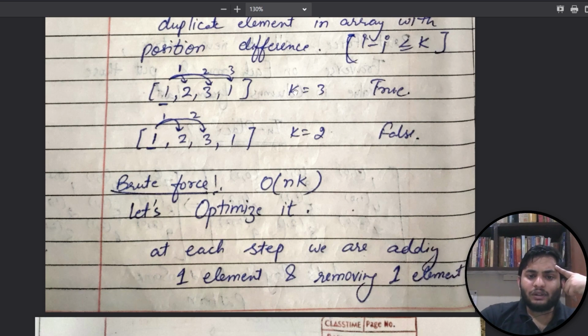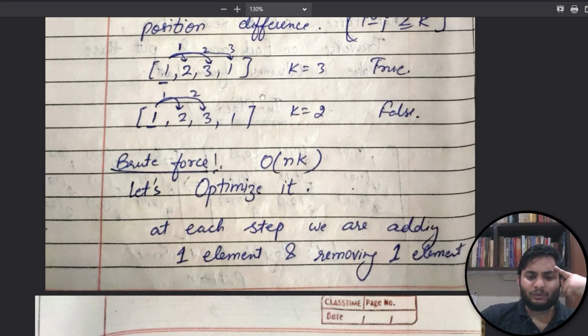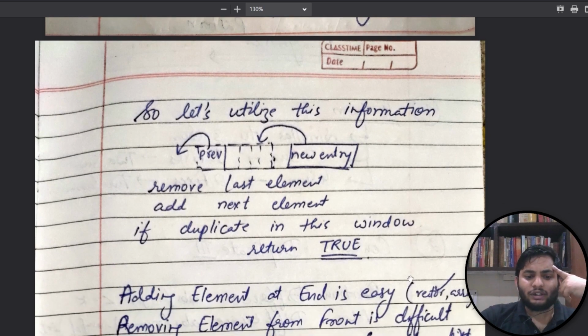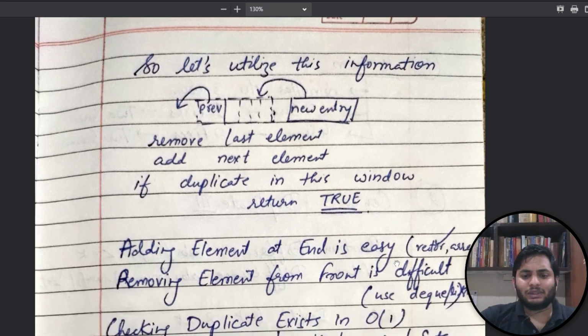Now I will move to the next of the array. I will remove the last element and I will add this new element, right? So let's utilize this information. This is something like a window size, and I am adding this new entry and removing the previous one. Remove last element, add next element. If there is a duplicate in this window, return true. So that's the logic. Seems easy, right?